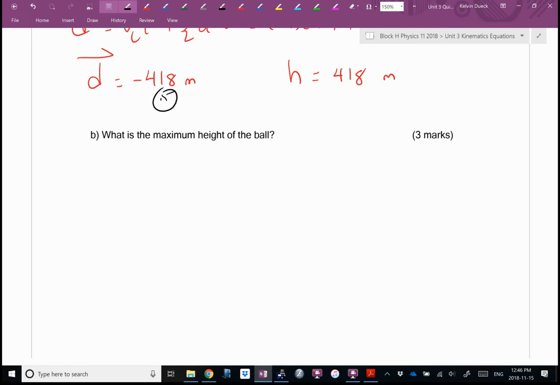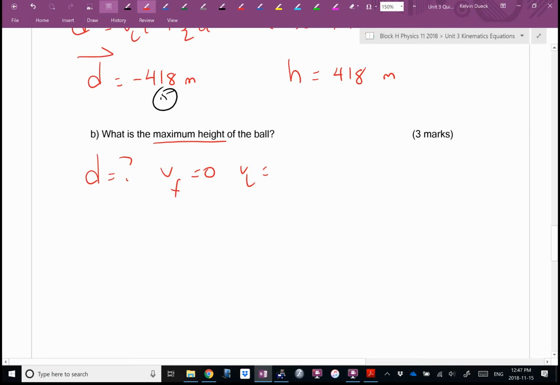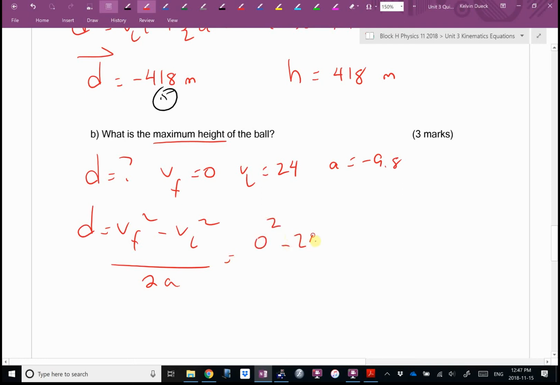I'll be pretty consistent with that throughout the whole year, so there are kind of hints. Well, it's a height. We want maximum height at the top. At the top, I know vf is 0. vi was 24, a is negative 9.8. Well, I can go vf squared minus vi squared all over 2a. I can go 0 squared minus 24 squared all over 2 times negative 9.8.